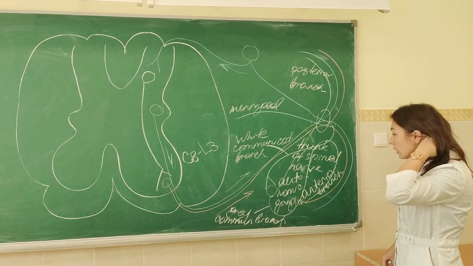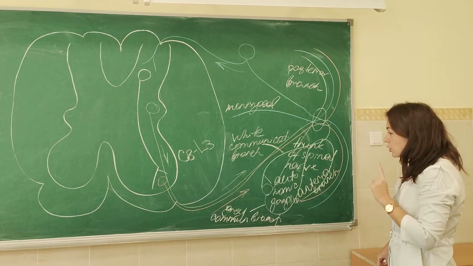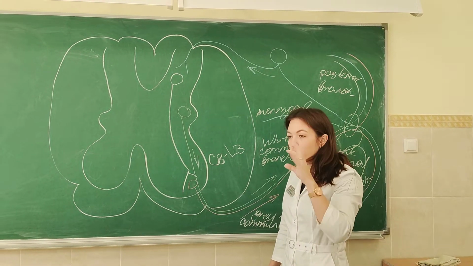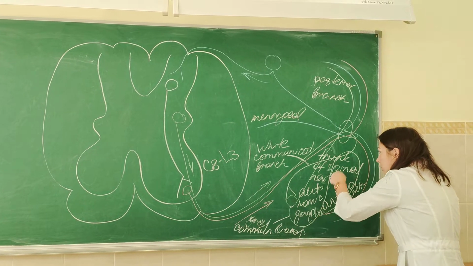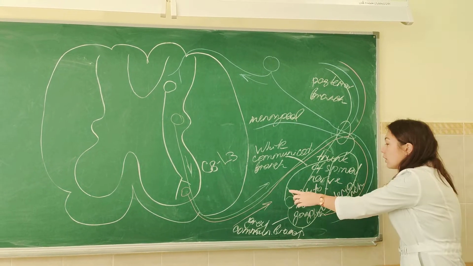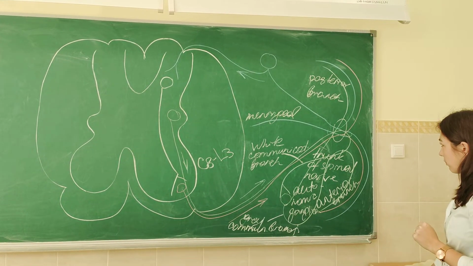But for autonomic fibers, it's not like that. Not all the autonomic fibers are covered by myelin sheath. And speed of impulse conduction, we will talk about it later, is slower in autonomic fibers than in somatic. So these postganglionic fibers are not covered by myelin sheath, and that's why they are gray in color. So that's why they are named gray communicating branches.